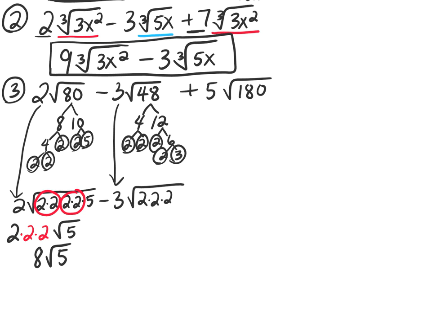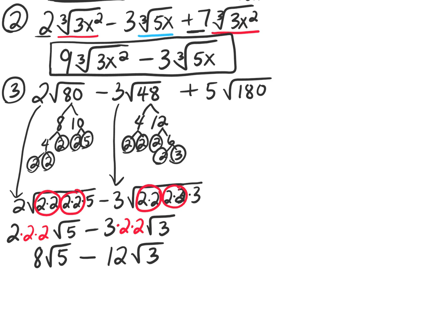I have 4 2's and 1 3. And we're in square roots, so I'm circling groups of 2. So this one's a little similar to the previous one because I have 2 groups of 2 that I'm bringing out, but the inside is different. Remember, you're only bringing out 1 from each group if you're using this technique. And then if we multiply this out, we get minus 12 square root 3.